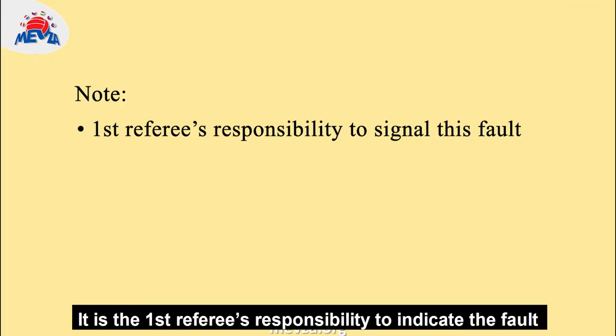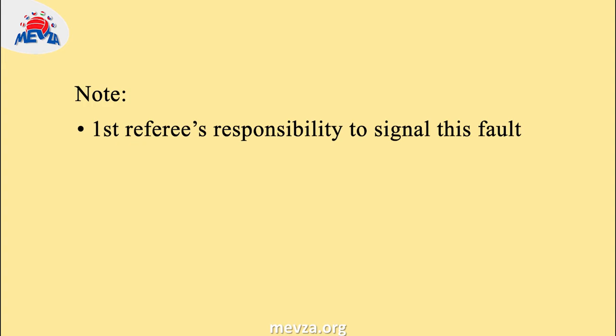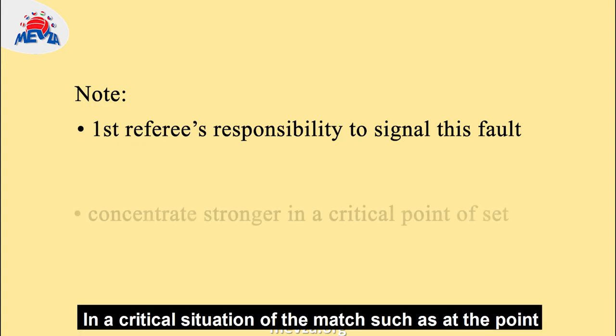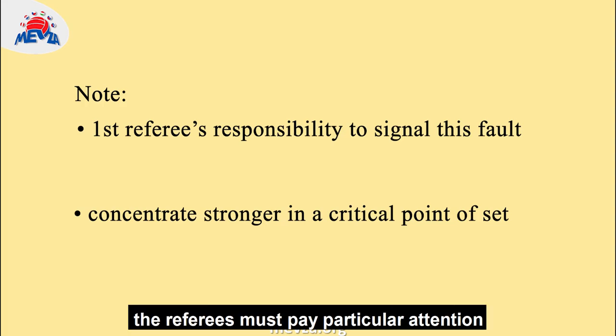It is the first referee's responsibility to indicate the fault of the improper block overreaching the opponent's space. In a critical situation of the match, such as at the point of set with a close result, the referees must pay particular attention to the situations of play above the net.